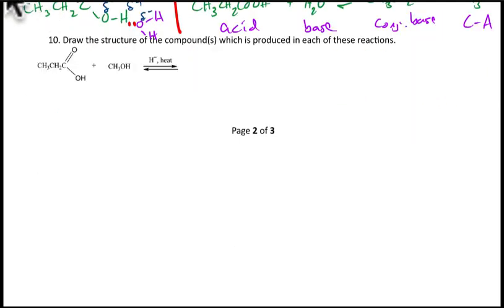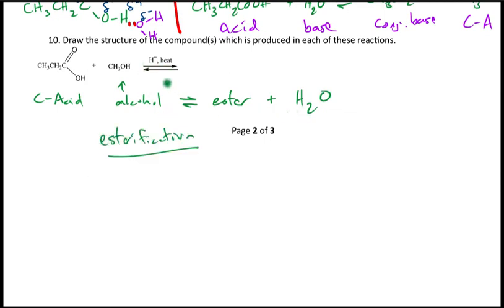The next question is dealing with some chemical reactivity from chapter 14. So this is our carboxylic acid. This is our alcohol. And what it does is it forms an ester plus water. So this is one of those condensation reactions. This would be known as esterification. It is an equilibrium reaction, and does require a little bit of acid to get the reaction to take place.